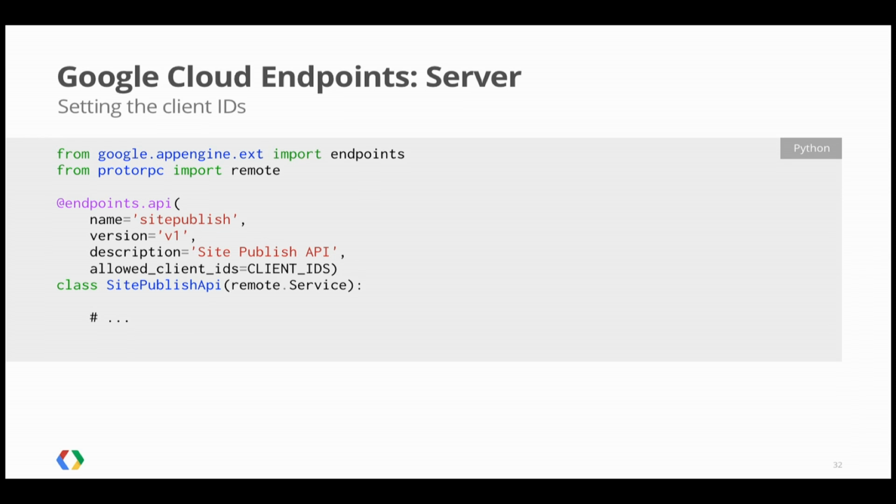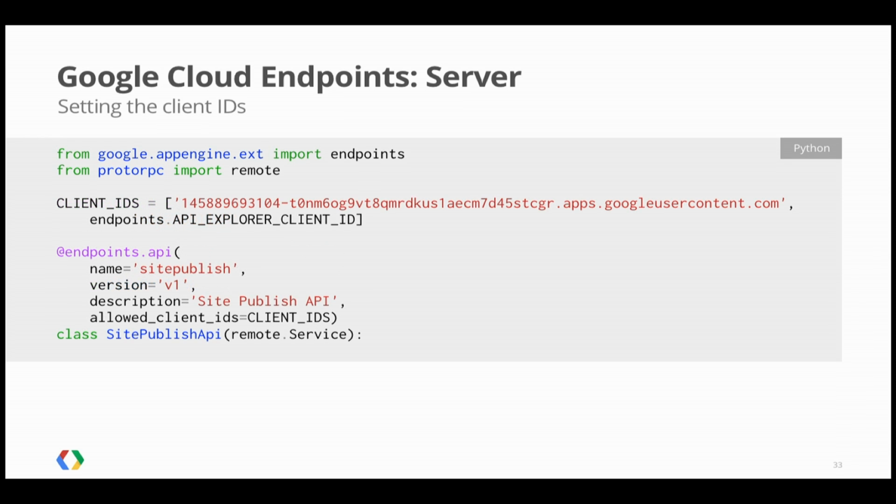And so on the server side, we've got those client IDs in that annotation. We're just going to set that client ID. That's the client ID that comes out of the API's console when you create it. I've also added a second client ID here. This is for the API Explorer.